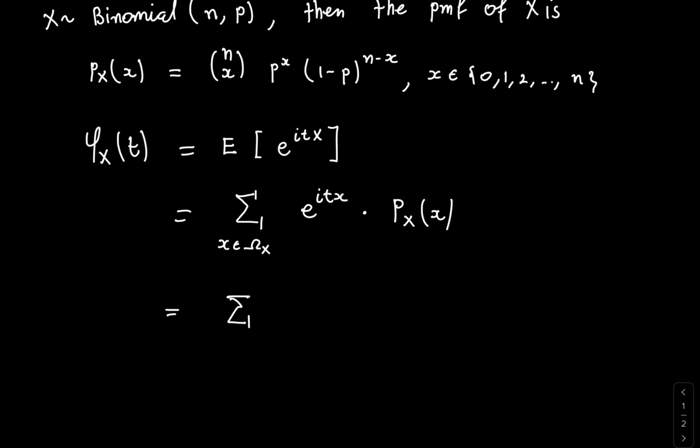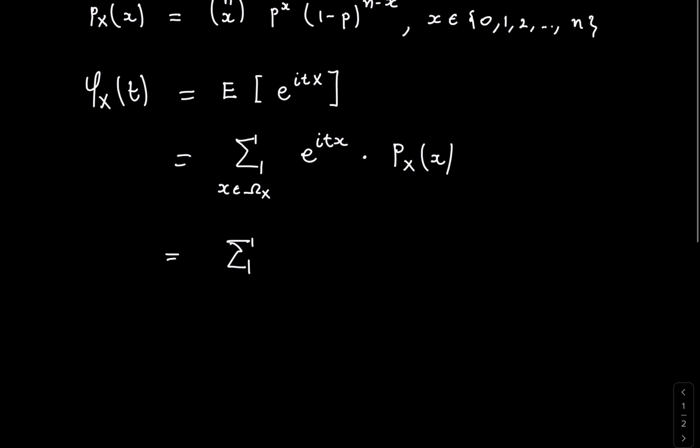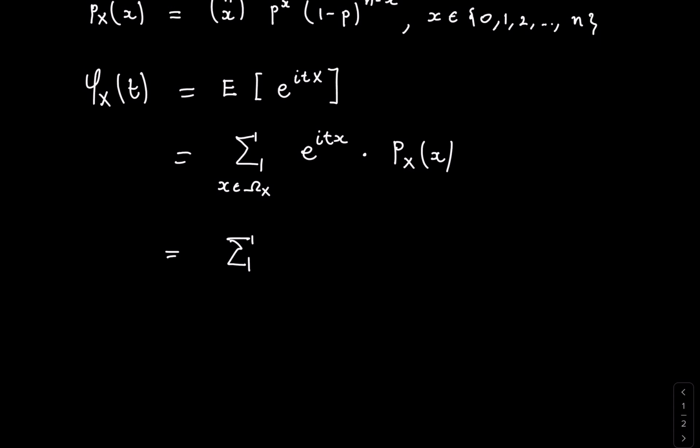Now, the support of X, as we said, is the integers 0, 1, 2 up to n, so we can change this summation to x equals 0 to n. The e to the i t x stays the same, but we're going to replace our expression above with n choose x, p to the x, (1 minus p) to the n minus x.